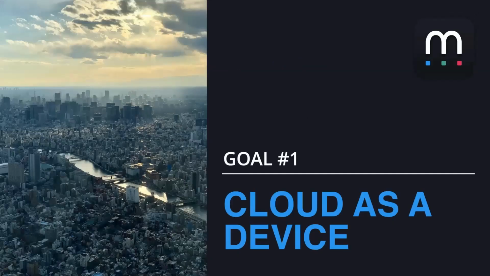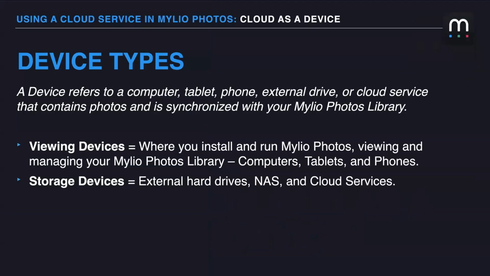So let's jump in. So cloud as a device. I'm taking this right from the manual, which Angela maintains for us and has written the majority of. This is the definition of devices in Mylio. A device refers to a computer, tablet, phone, external drive, or cloud service that contains photos and is synchronized with your Mylio Photos library.